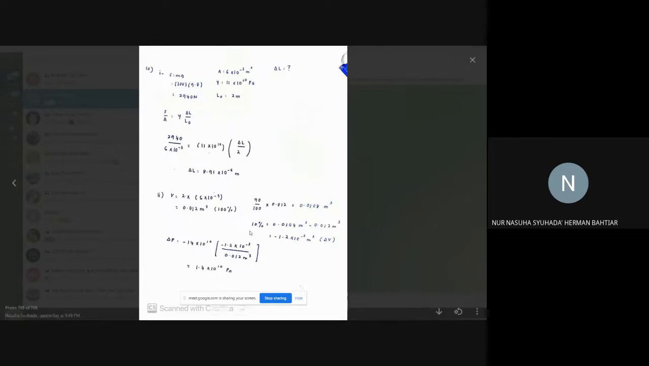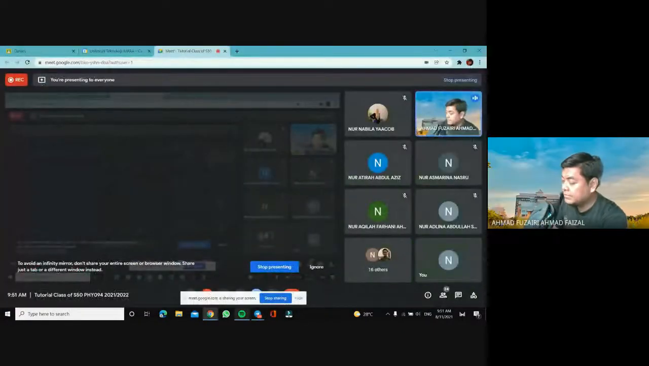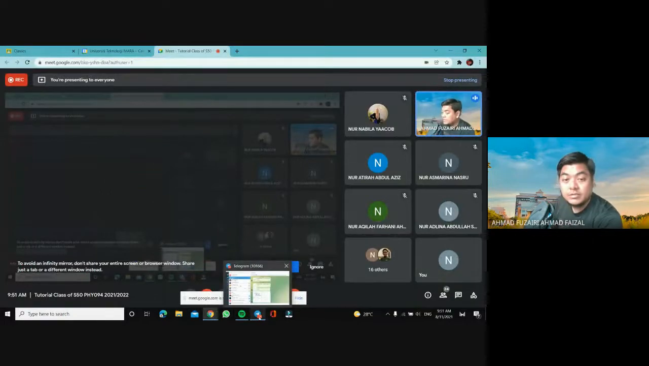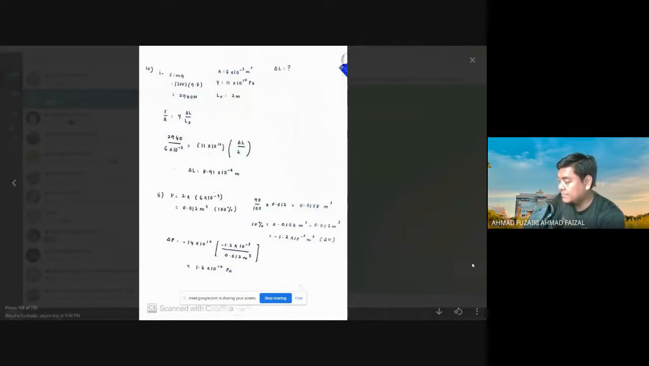So dia nak 10%, 0.0108 ni saya tolak dengan 0.012, saya dapat negatif 1.2 kali 10 negatif 3. Lepas tu saya masukkan delta V, saya cari delta P guna formula bulk modulus. So saya dapat 1.4 kali 10 kuasa 10 Pascal. Cuma bila guna bulk modulus tu hati-hati, kalau macam ni dia hanya satu je. So dia memang bulk modulus lah kan. 1.4 kali 10 kuasa 10 Pascal.